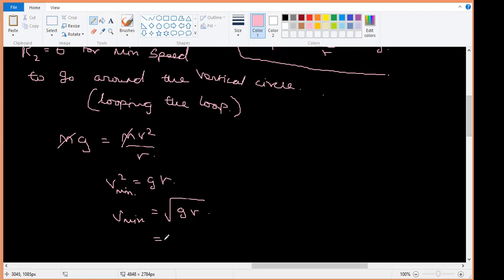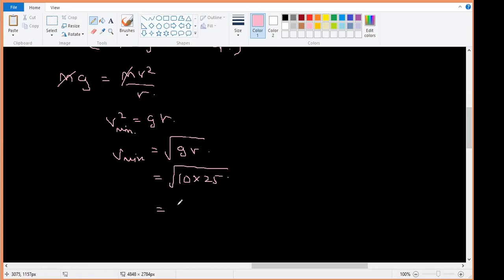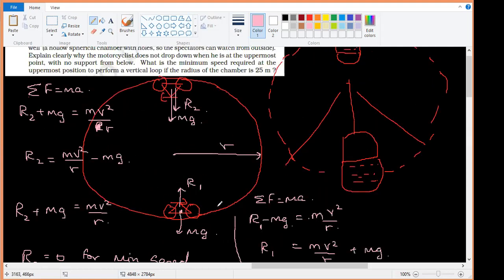So g is approximately 9.8 or 10. r is 25 meters. So 10 into 25, so square root of 250. That is approximately 15.811. Okay, 15.8 is sufficient. So 15.8 meters per second is the minimum speed with which he has to drive.